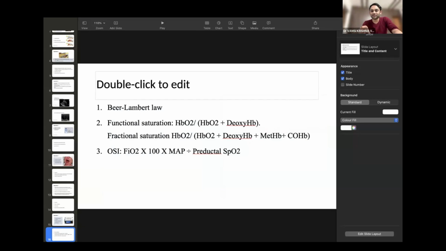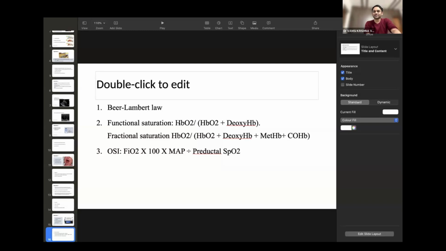Fractional saturation is where the hemoglobin bound to oxygen is divided by all kinds of hemoglobin: oxy, deoxy, and also methemoglobin and carboxyhemoglobin. What we routinely use is functional saturation. We are not using fractional saturation.